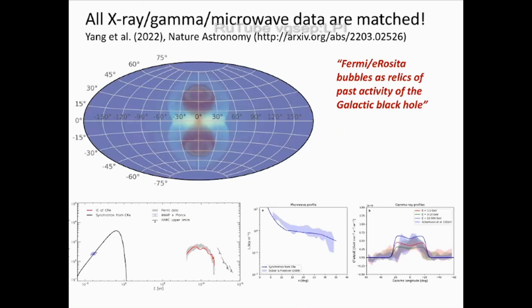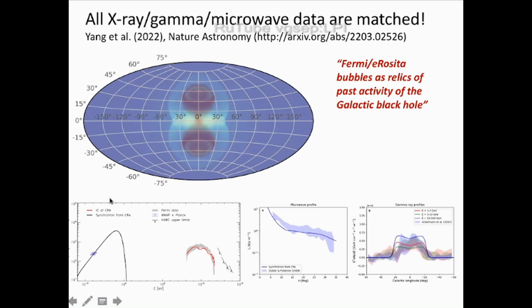So let me show you that summarized in one slide. Basically what we found is that all the X-ray, gamma ray, and microwave data are very well matched by the leptonic jet model. What's shown here is the simulated X-ray map in yellow and blue, overlaid with the predicted gamma ray emission shown in red. You can see that the morphology of the bubbles is well reproduced.